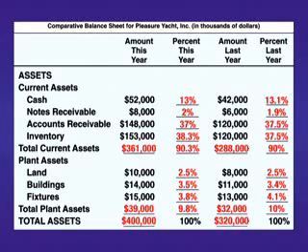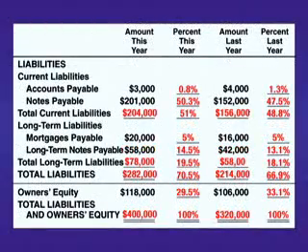Now let's go to liabilities. We can look at our current liabilities. Accounts payable is $3,000, which is 0.8% of the total liabilities and owner's equity of $400,000. Notes payable, $201,000, is 50.3% of total liabilities and owner's equity. Total current liabilities is $204,000, which is 51% of total liabilities and owner's equity.